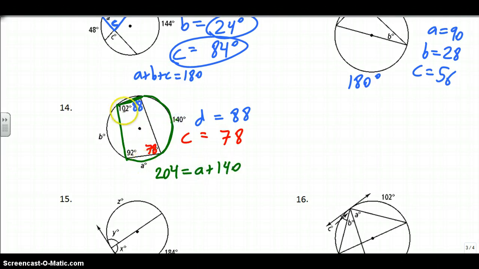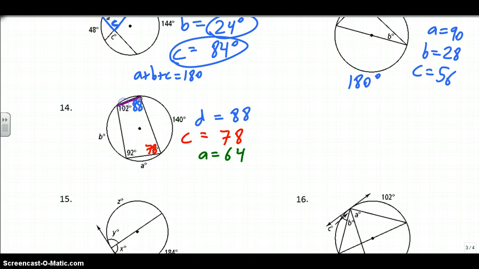It's these two arcs put together that make this angle, right? So I subtract 140, A ends up being 64. We'll move that up there. A is 64. We'll shift colors yet again. We'll do purple this time.